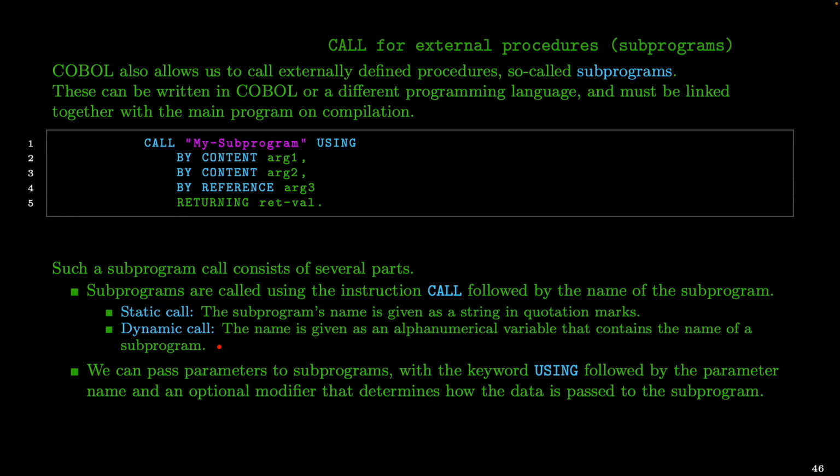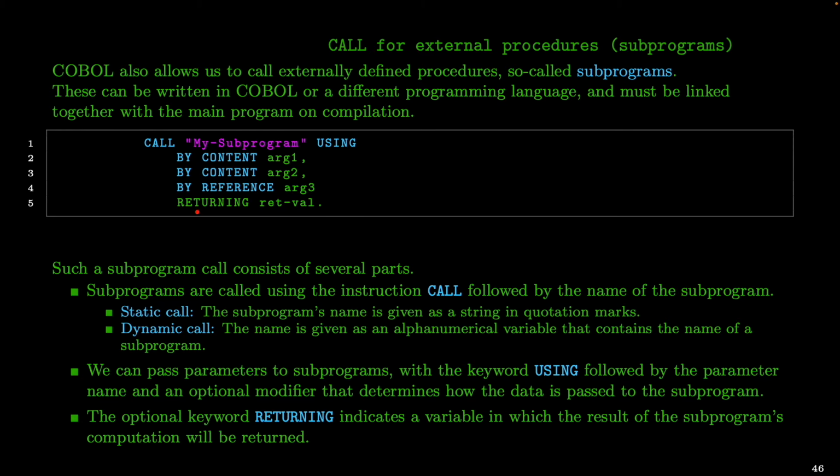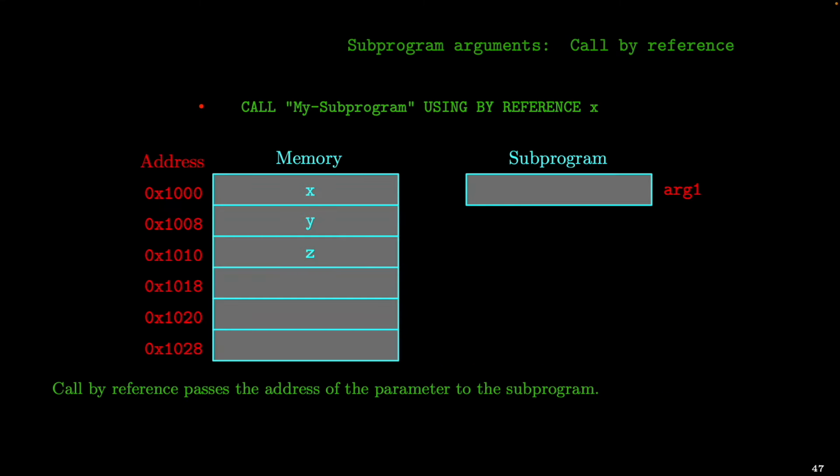You can pass parameters to subprograms with the keyword using. So this means your subprogram uses the following parameters. And then you have these optional modifiers here, they can be omitted, which determine how you pass the data to your subprogram. I will talk about those in a minute. And then you have the also optional keyword returning, which indicates a variable that should contain the return value from the subprogram. First, let's have a look on how parameters are passed to the subprogram.